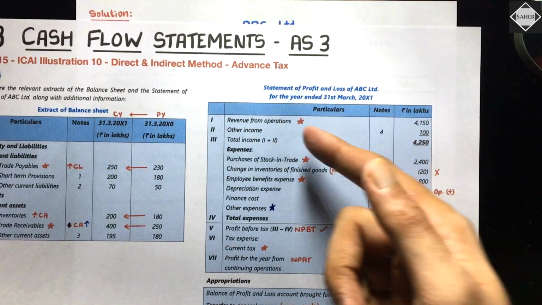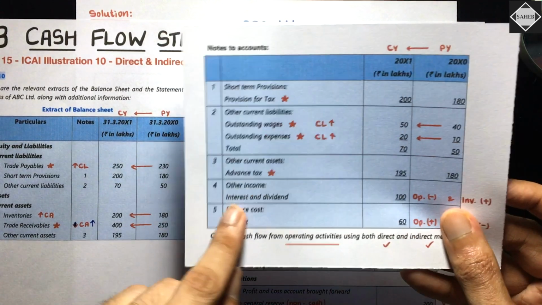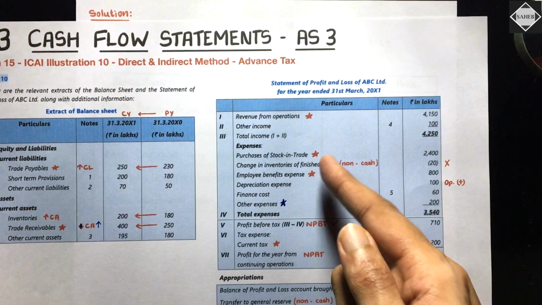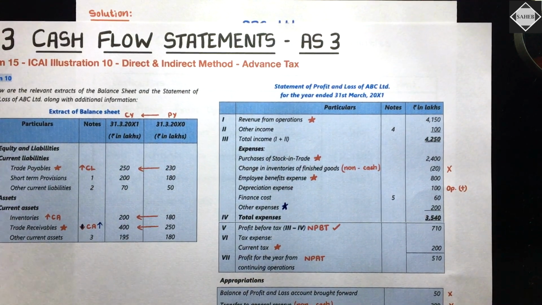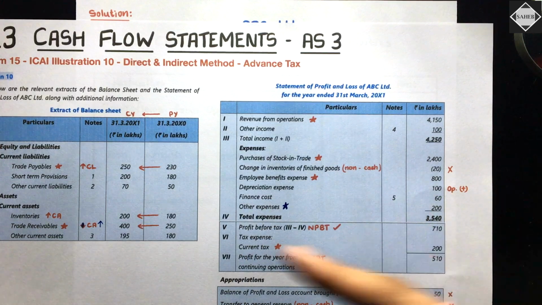In P&L also, revenue done. Other income, we saw regarding that. We can't take it. Then purchase of stock in trade, it's done. We have considered that while doing what? Trade payables, right? Changes in inventories, it's a non-cash thing. We can't take it. Employee benefit expense, done.